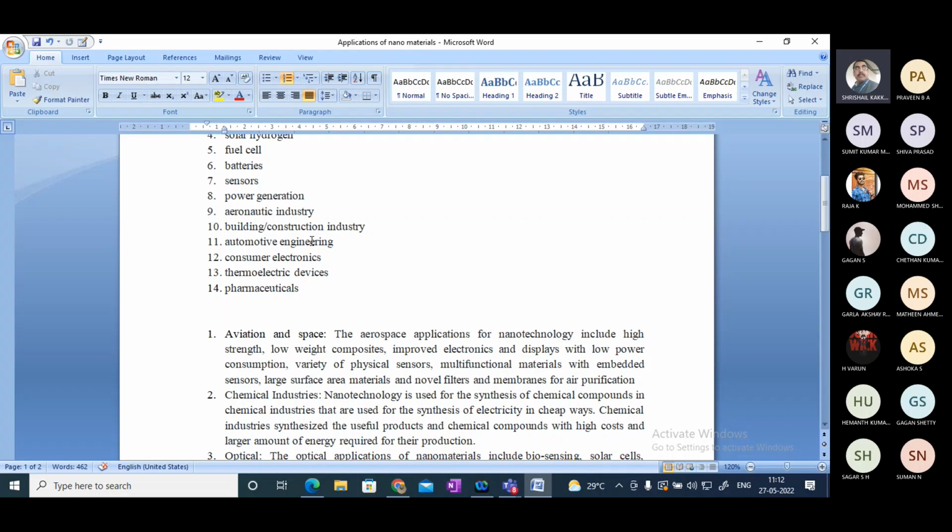And another one, building and construction industries. In the building and construction industries, this application has shown to be very important. In multi-story buildings going up to the 50th floor elevation, nanomaterials can be vibration proof and guard the building against vibration. For all these, the sensors can also be made using these nanomaterials.